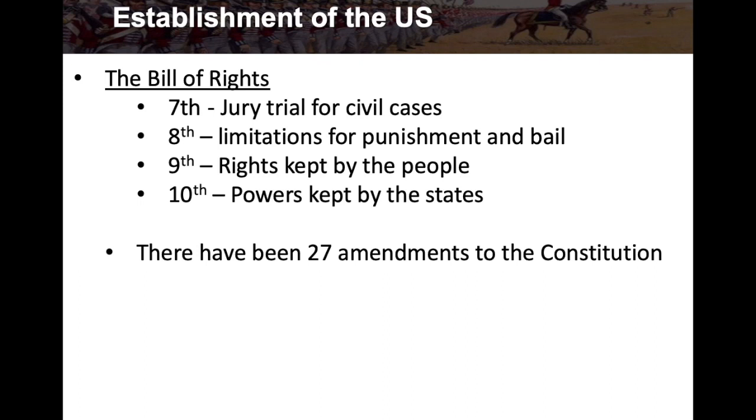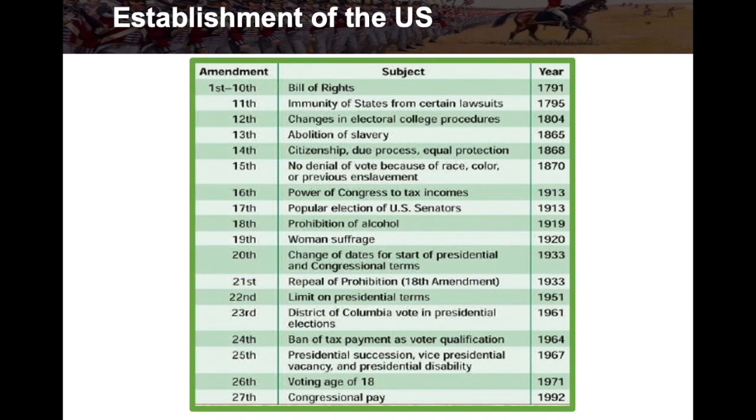Ninth Amendment is rights kept by the people. 10th Amendment is power kept by the states. And those are the first 10 amendments to the Constitution, known as the Bill of Rights. Notice there on the bottom, there have been 27 amendments to the Constitution, the first 10 being the Bill of Rights. So here's just a chart really quick. First 10 is the Bill of Rights.